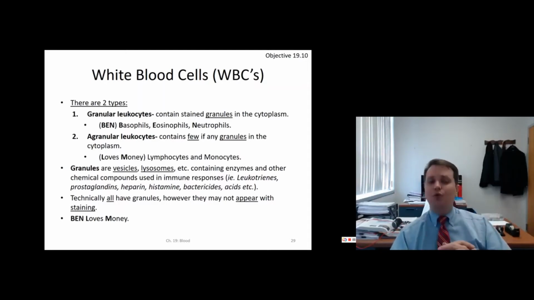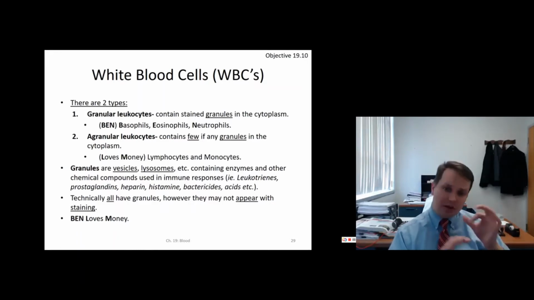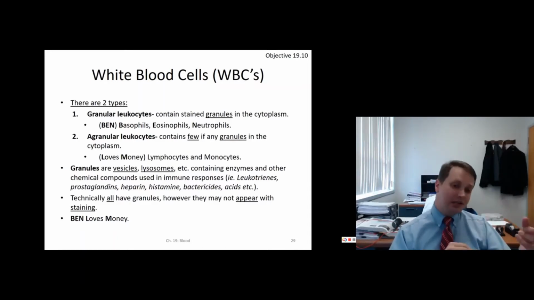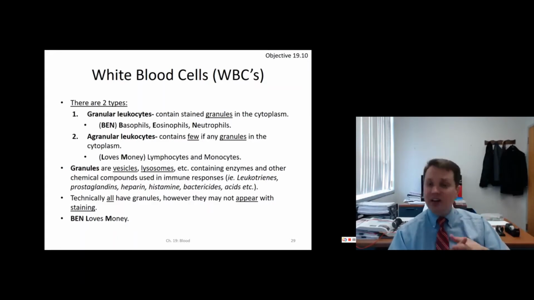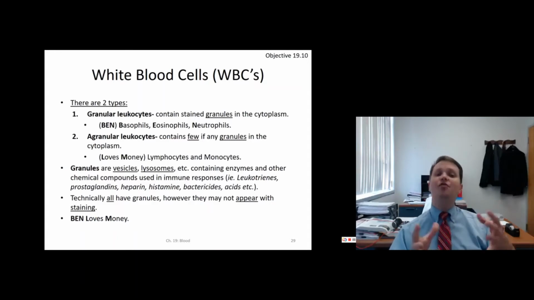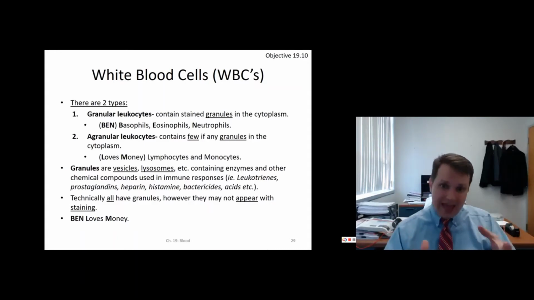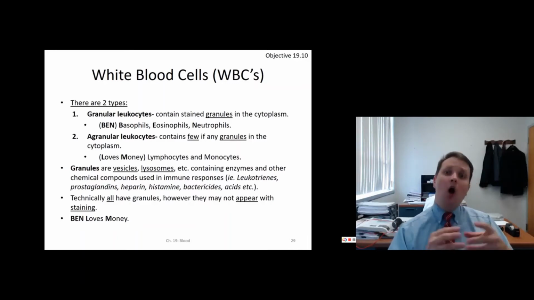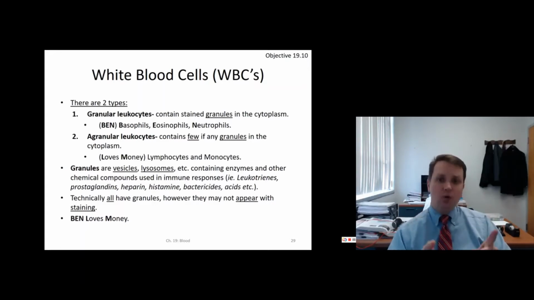Well, granule is, you remember in AP1 we talked about vesicles, lysosomes. Vesicles and lysosomes contain chemical compounds used in immune responses. They contain acids and enzymes, things that will harm pathogens, things like leukotrienes, prostaglandins, heparin, histamines, bactericidal compounds, and other things will be in granules. And they're present in all white blood cells, but it is about when they're stained.